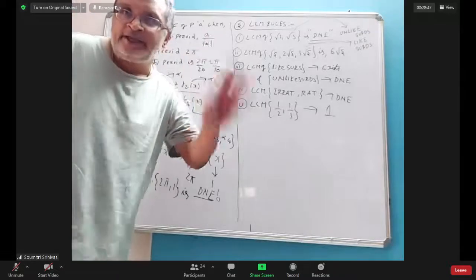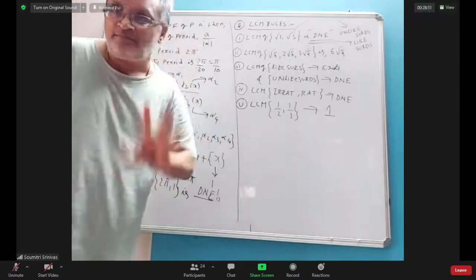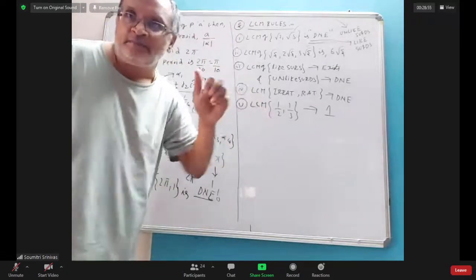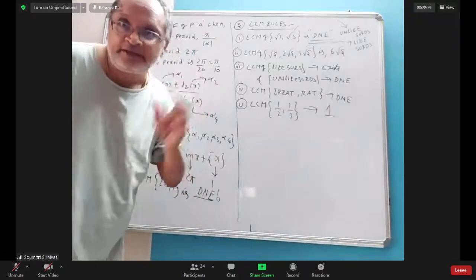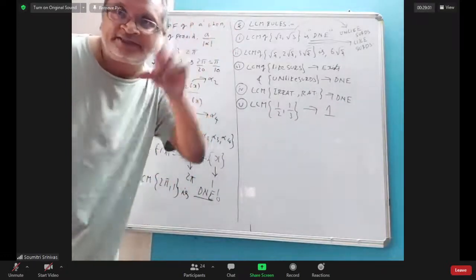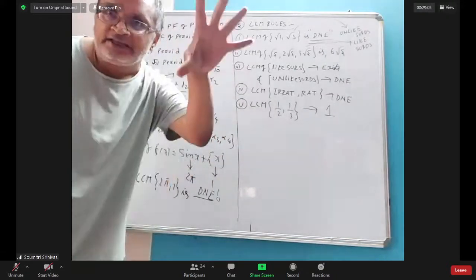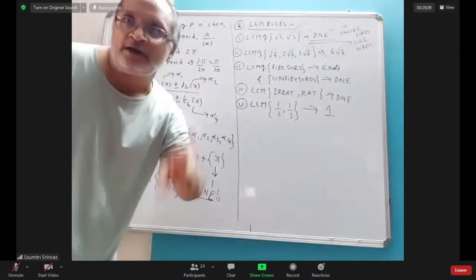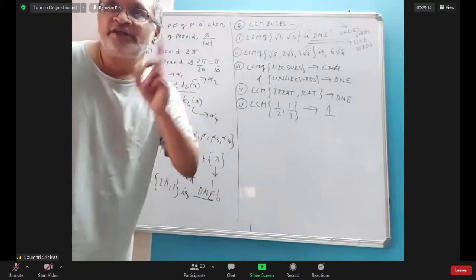Now I'll let out the secret. What do you mean by LCM? Whatever is the LCM, you take that LCM, divide by the given numbers, you should get an integer. Whatever LCM you obtained divided by the given number should give you an integer. Now, I'm answering your question.